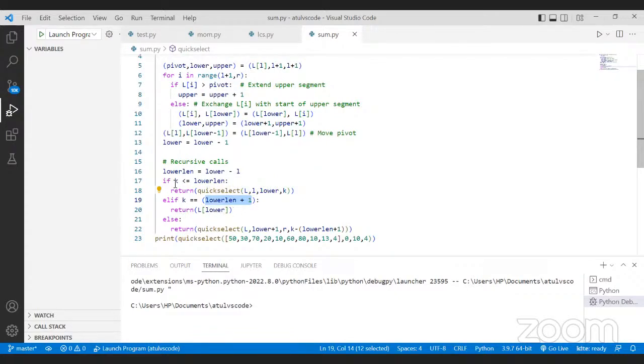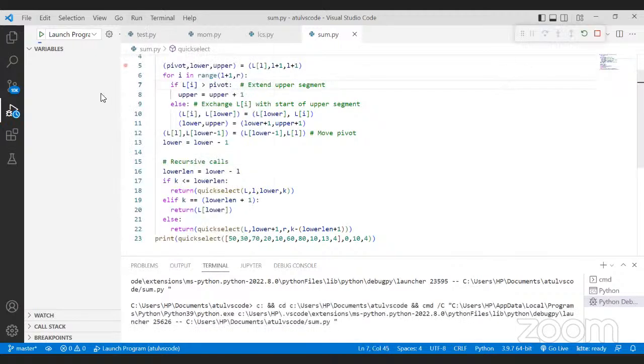Otherwise, the remaining condition, if our k is greater than the lower len, then we will call the quick select algorithm on the upper part and we will discard the lower part here. Okay, so this is the quick select algorithm which I explained in the previous example, and it will return the answer.